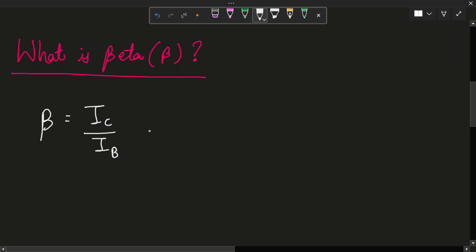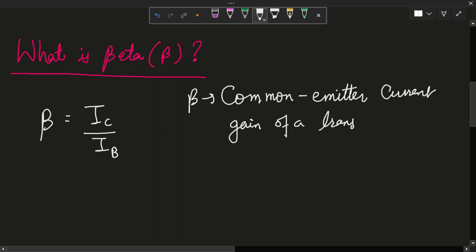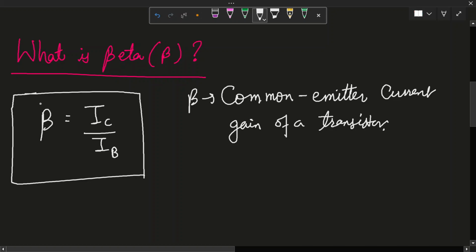Now let's talk about beta. Beta is the common emitter current gain. Mathematically, it is defined as the ratio of collector current divided by base current. Beta represents how much the transistor amplifies the base current. It ranges from 20 to 1000 depending on the type and application.